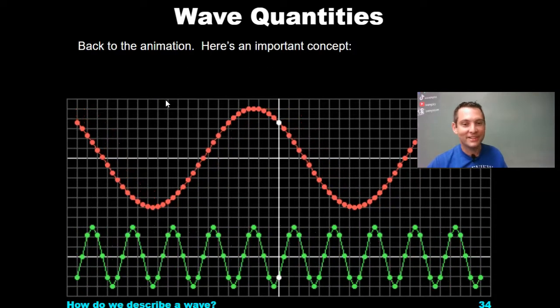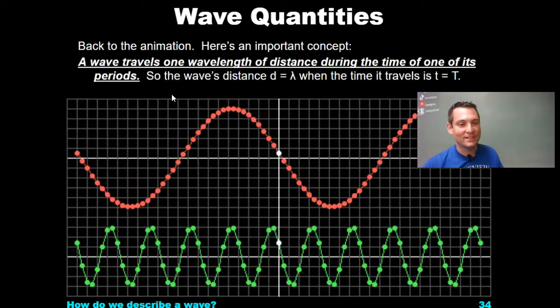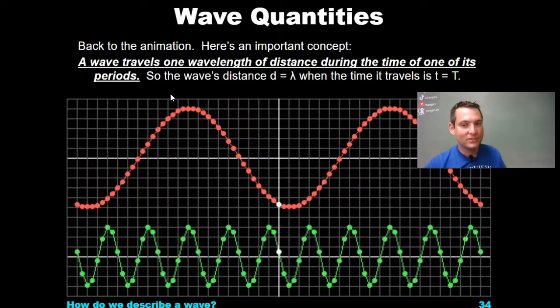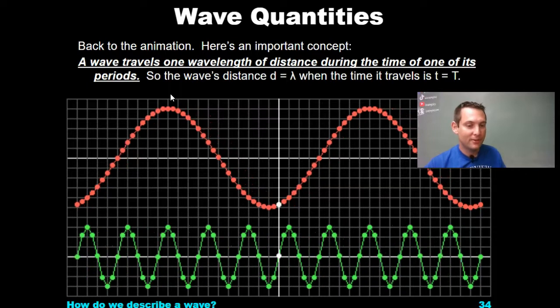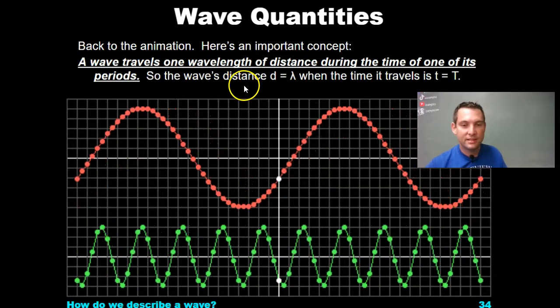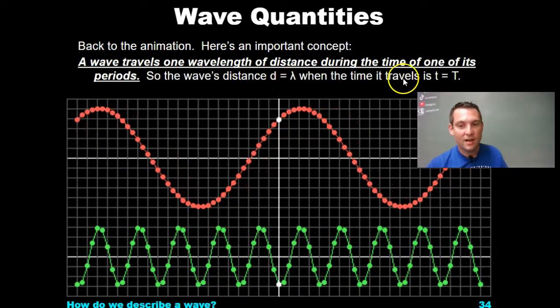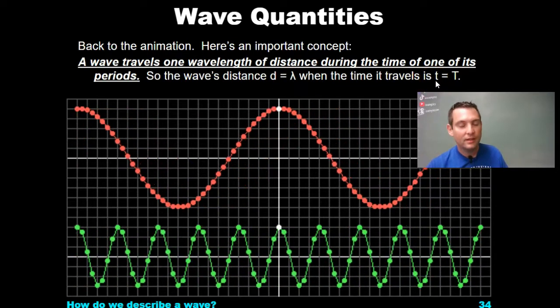Back to the animation. Here's an important concept. A wave travels one wavelength of distance during the time of its period. So the wave's distance, d, equals lambda, when the time it travels, little t, equals the period.